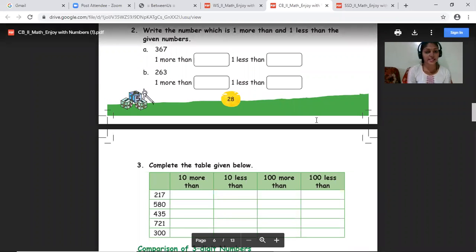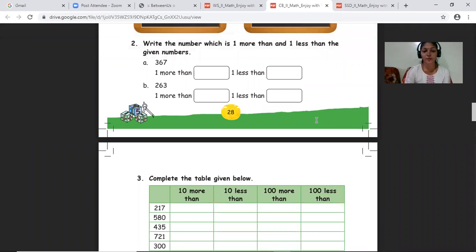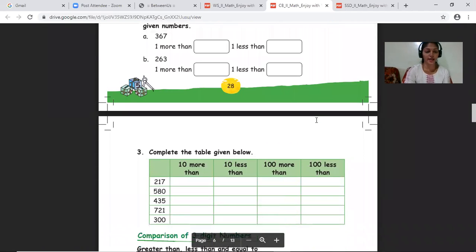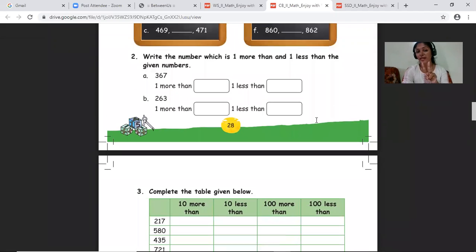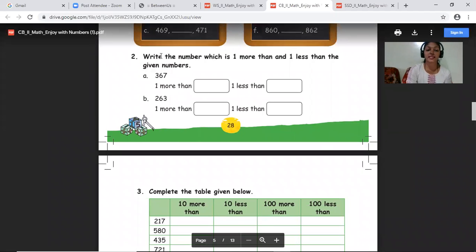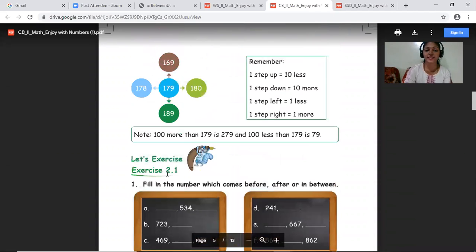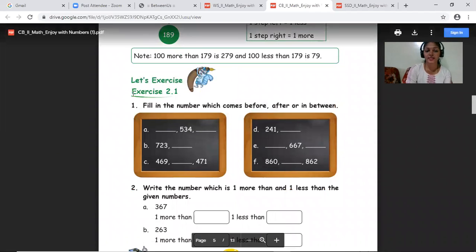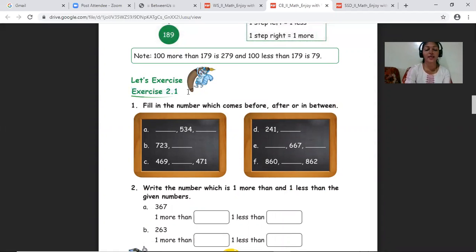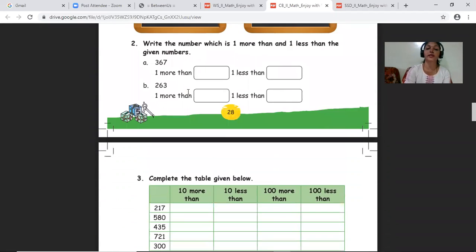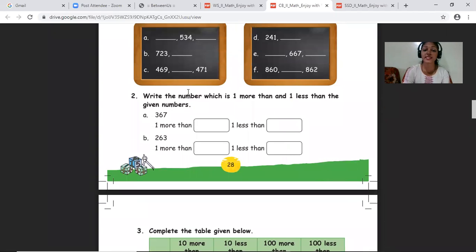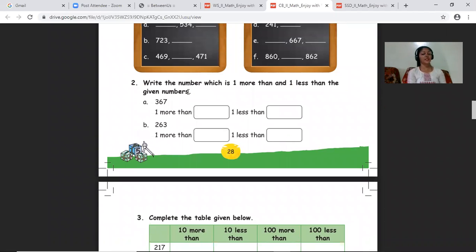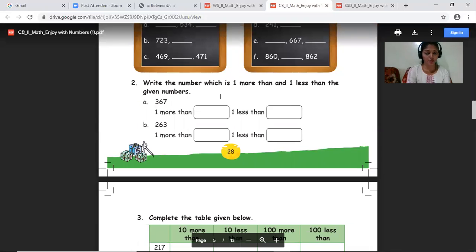So children, this is the textbook, and the sums are given in page number 28 and 29. So you have to solve only two exercises, that is the second and the third one from exercise 2.1. You can see this exercise here, exercise 2.1, and you're solving question number 2 and question number 3. Okay, so what is given in question number 2? First, let us read the instructions. Here I'm just telling you how to do it, and then you will do it as a homework. Okay, so write the number which is one more than and one less than the given numbers.